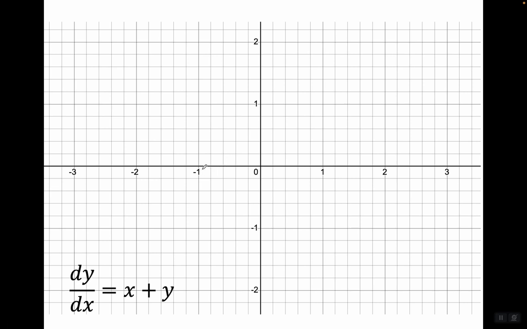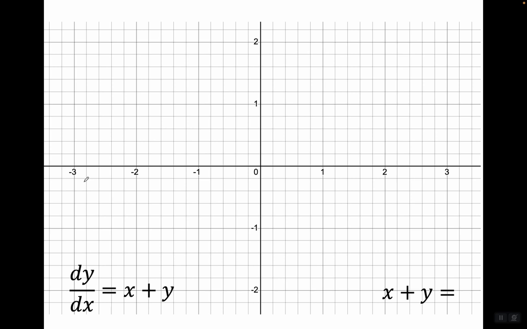So we could calculate x plus y all along here. Here x plus y is 0, here x plus y is 1, here x plus y is 2, here x plus y is 3, kind of tedious. Here x plus y is negative 1, here x plus y is negative 2, here x plus y is negative 3. You can see how long it's going to take to do this. It's just so tedious and mind-boggling.